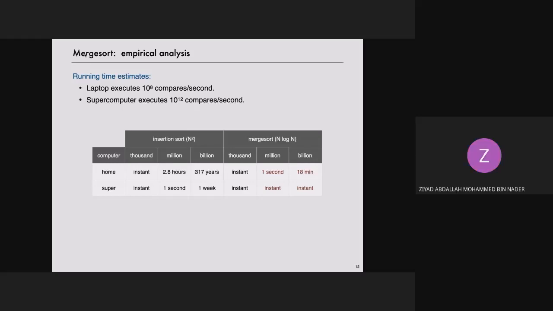It depends, Doctor, on my application. If I do many complex calculations on a regular basis, a supercomputer, even though it's very expensive, may be helpful. Because, Doctor, for a billion items, insertion sort on the supercomputer takes 1 week, but merge sort takes 18 minutes on the regular home computer.